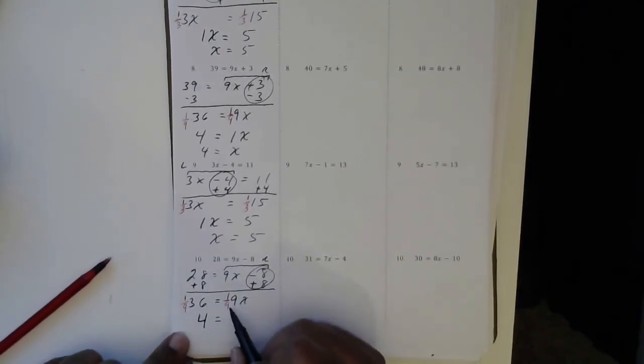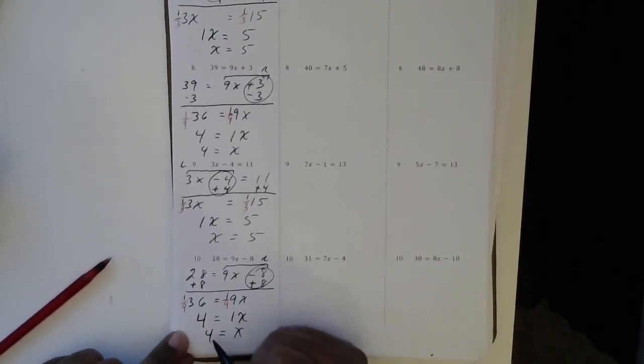And 9 divided by 9 is 1 times 1 is 1. So we get 1x, which means that x is 4.